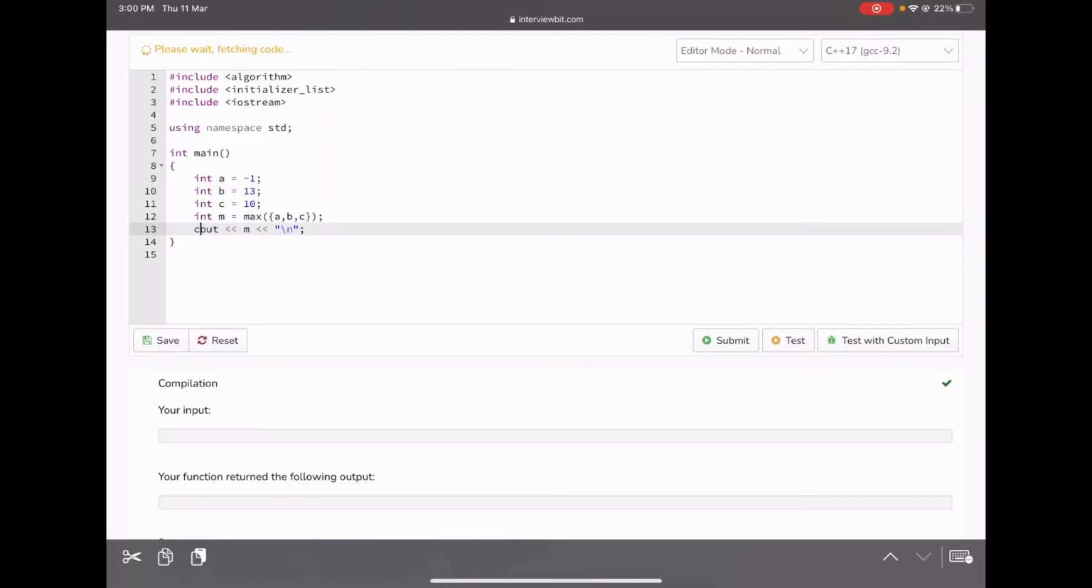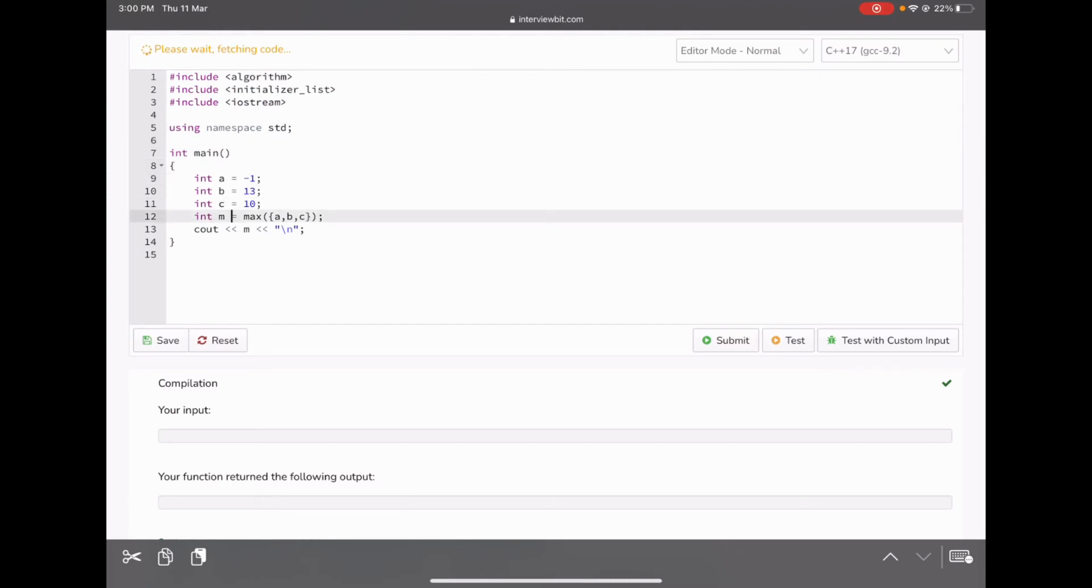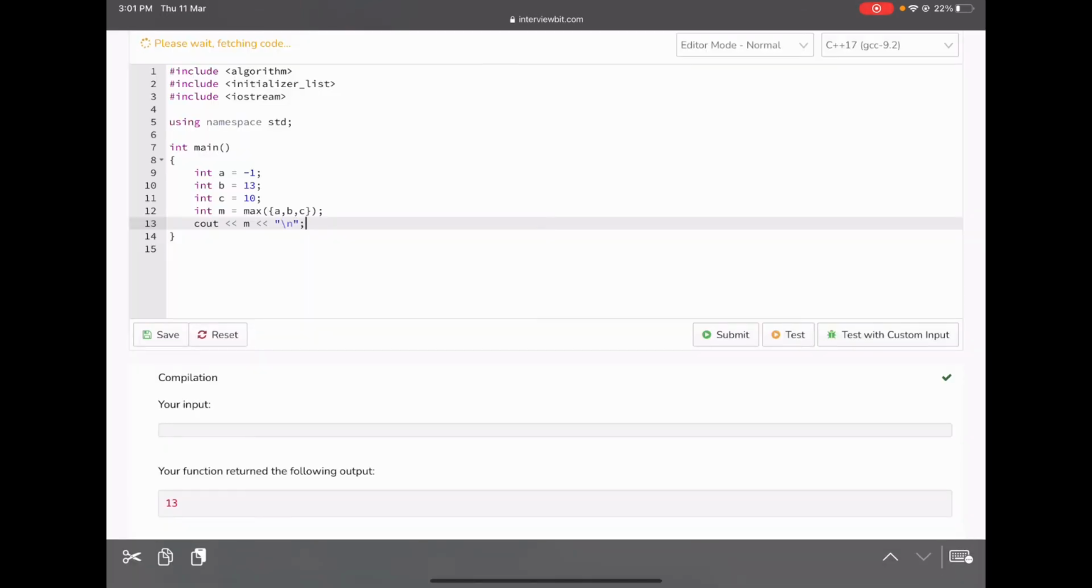So let's see some working examples of the explanation that we did. Here this little code snippet is finding the maximum of A, B, C. Remember that we are including these headers just to make sure that we can use the max function and the initializer list that we are using. To use this way of finding the maximum of more than two elements, you should include initializer_list. You see we have A, B and C as respectively minus 1, 13 and 10, and we are trying to find the max. Let's see what the output will be. As you can see, we get the output as 13, so that means we get the maximum as 13.